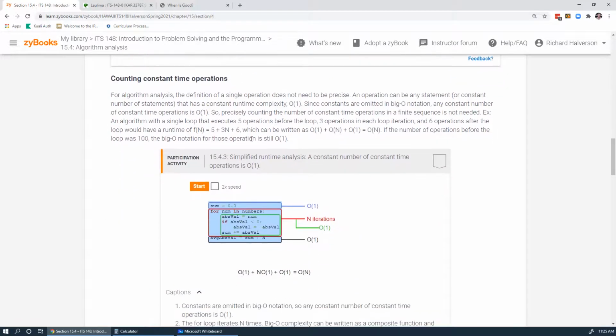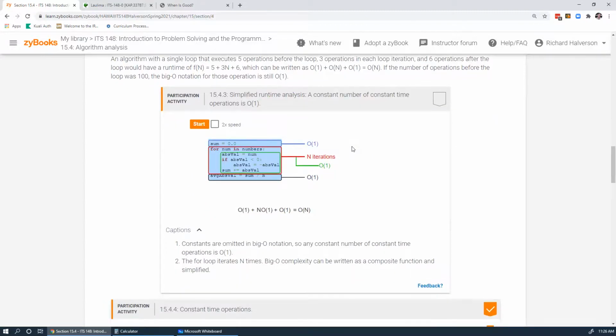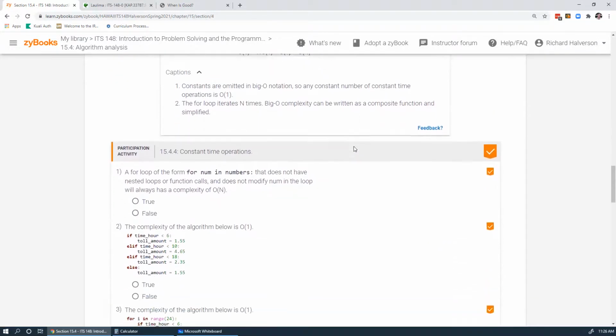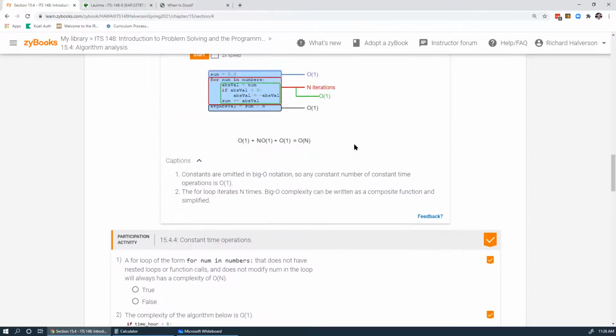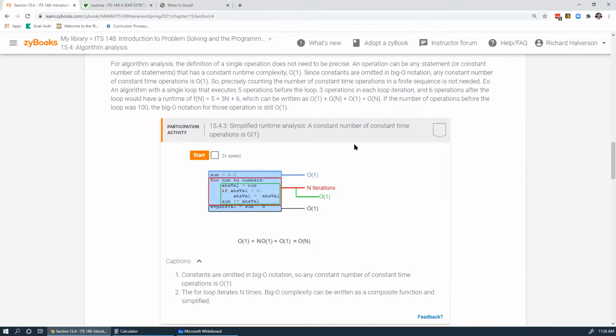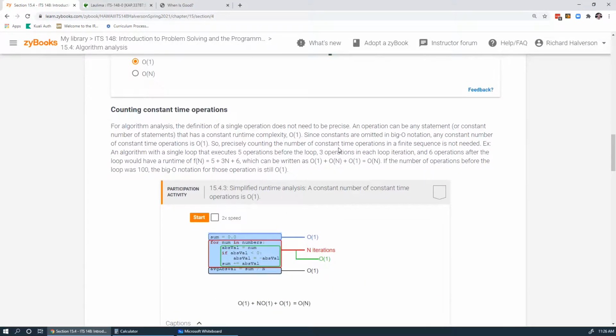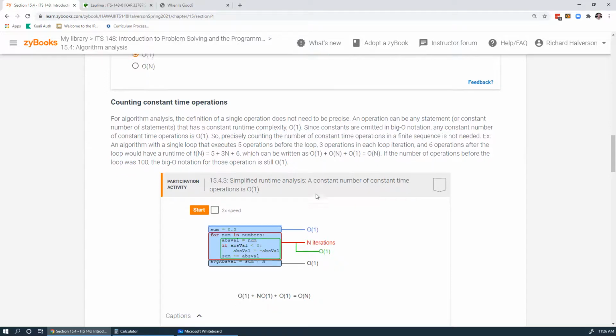All right, counting constant time operations. I think the point of this is basically when we're talking about constant time operations, they all kind of reduce down to O of 1, because constants are omitted from big O notation. So we end up just ignoring them. Counting the number of constant time operations in a finite sequence is not needed.